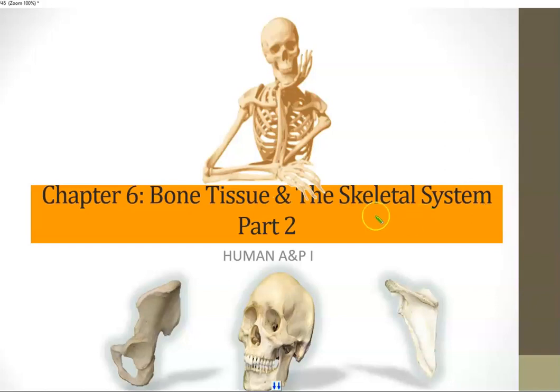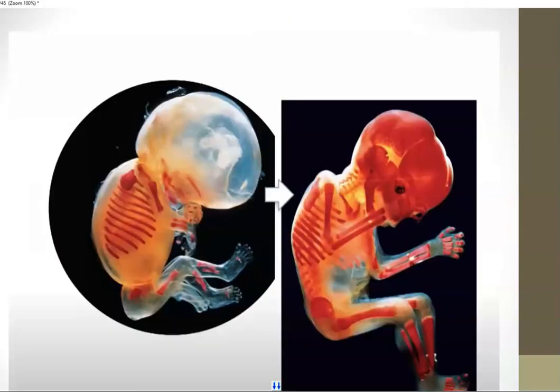It's all about a term called ossification. When you were first an embryo, you didn't have bones. You were mostly hyaline cartilage, and then the bones started forming, and then they continued to form, and you continued to grow. Even after you were born, your bones still continued to grow.